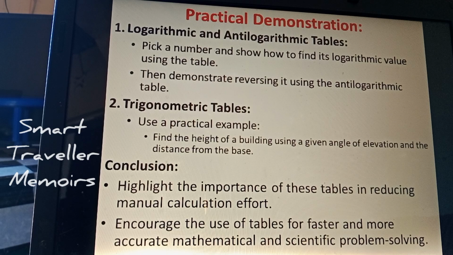Logarithmic and anti-logarithmic tables. Pick a number and show how to find its logarithmic value using the table. Then demonstrate reversing it using the anti-logarithmic table. Trigonometric tables. Use a practical example. Find the height of a building using a given angle of elevation and the distance from the base. Conclusion. Highlight the importance of these tables in reducing manual calculation effort. Encourage the use of tables for faster and more accurate mathematical and scientific problem solving.